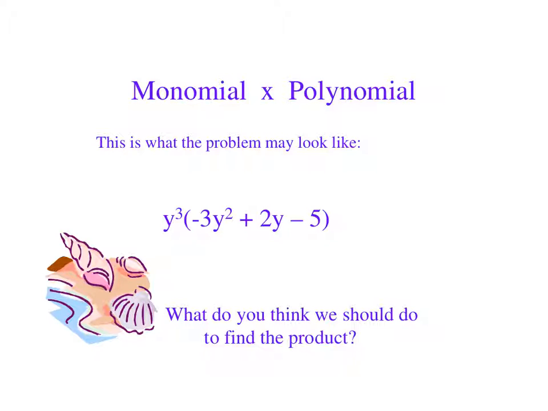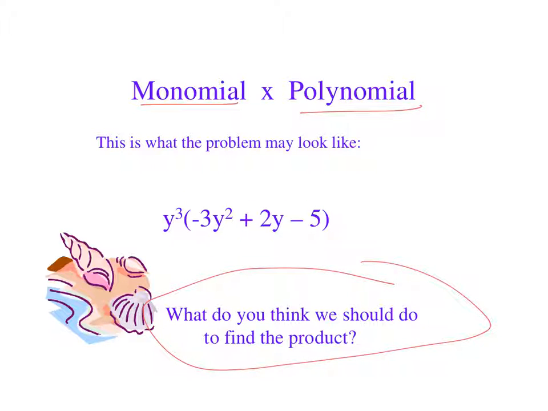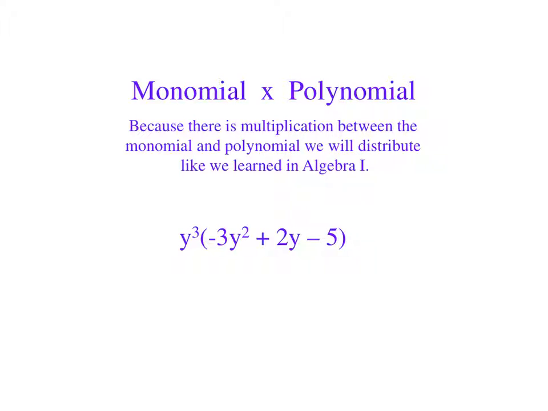Alright, this is the type of problem you may see. This is a monomial times a polynomial. And what do you think we should do to find the product? If you said distribute, you're right.